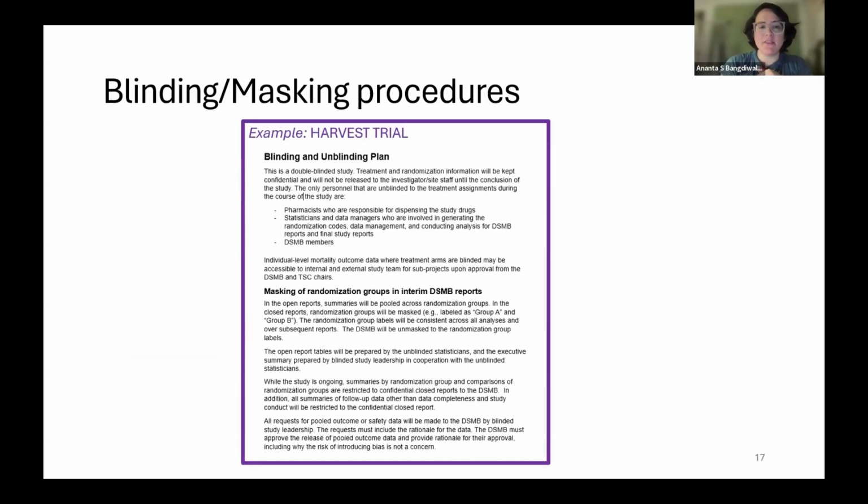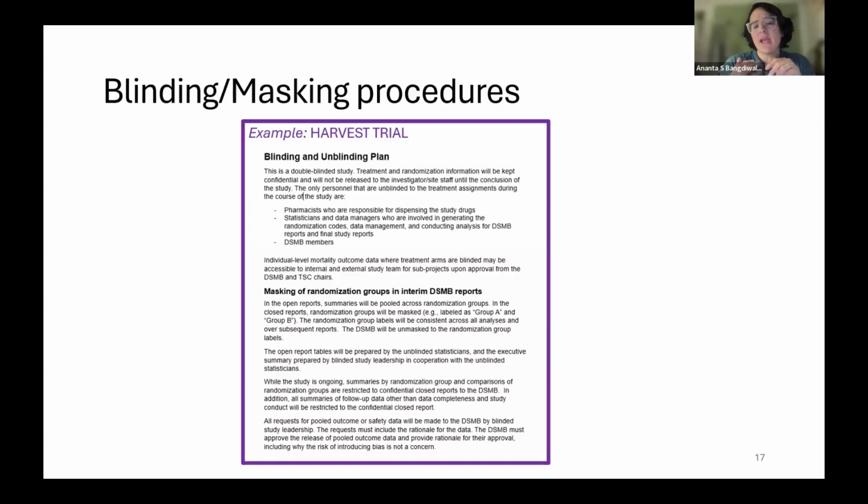In the HARVEST trial, this is hard to read for you probably, but this is just straight from the protocol, the blinding and unblinding plan. The only personnel that were unblinded to the treatment assignments during the course of the study were the pharmacists, the statisticians and data managers, and the DSMB members.